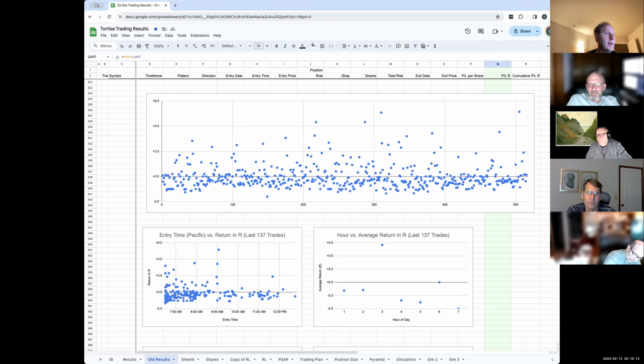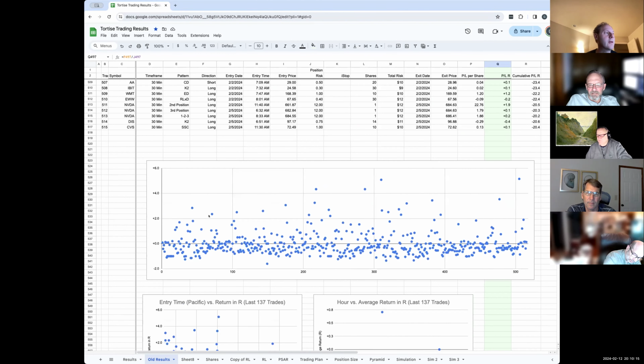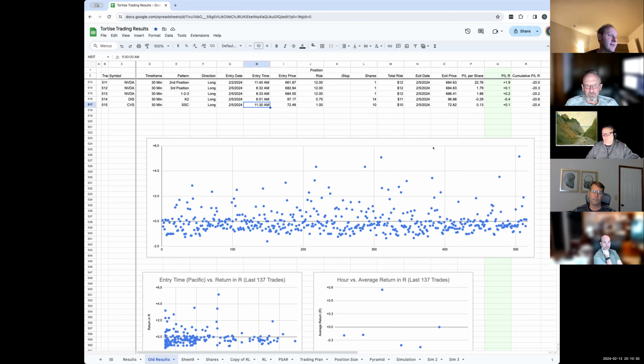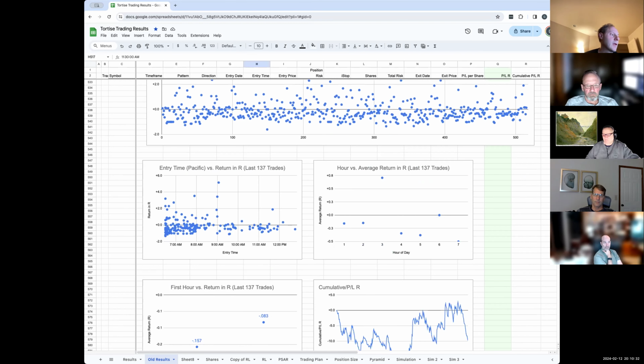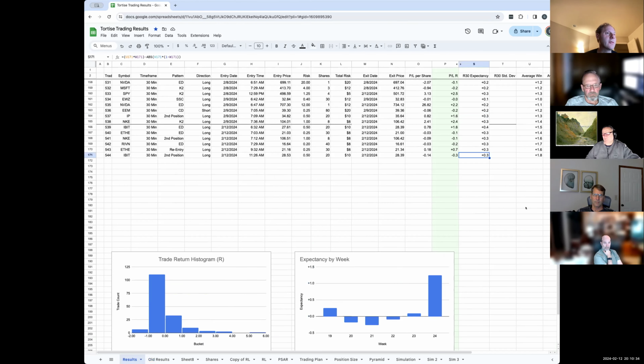this is a scatter chart of my trades. So I have the results of each trade. Now I'm collecting the entry date and time, so I can analyze if I have a good time to enter or a bad time to enter. And then these are my most recent stats.